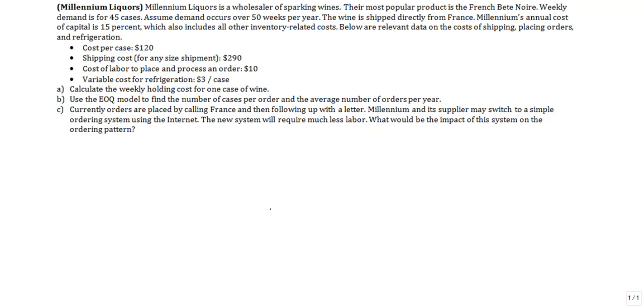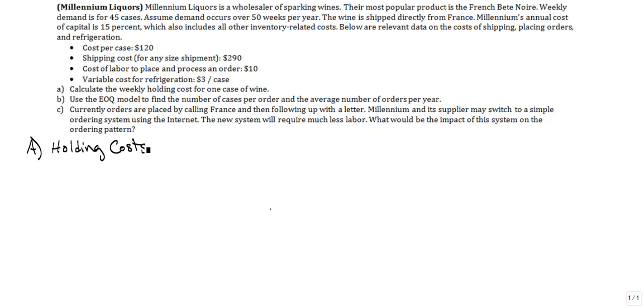Millennium Liquors. The Millennium Liquors problem demonstrates the relationship between order quantity and setup and holding costs. For Part A, we need to account for the holding costs. In this problem, holding costs include both inventory costs and refrigeration costs.